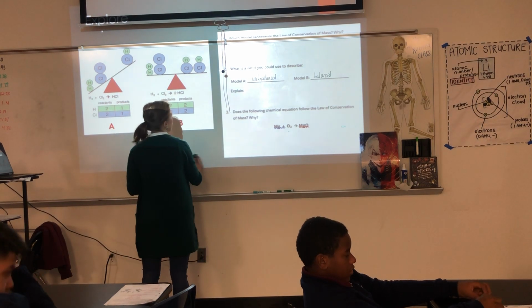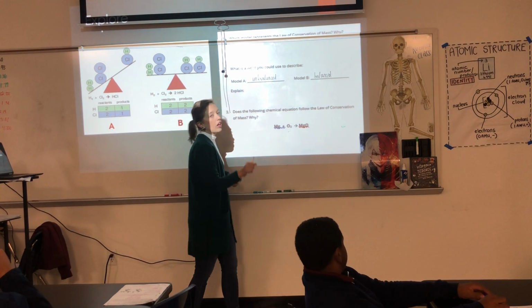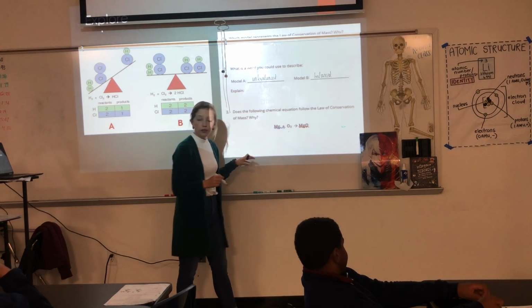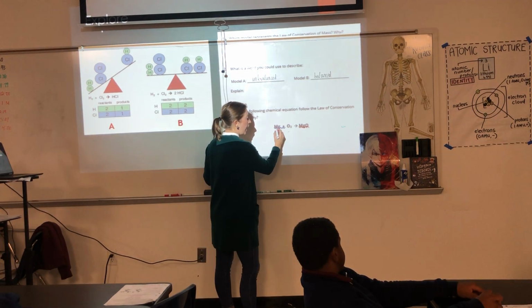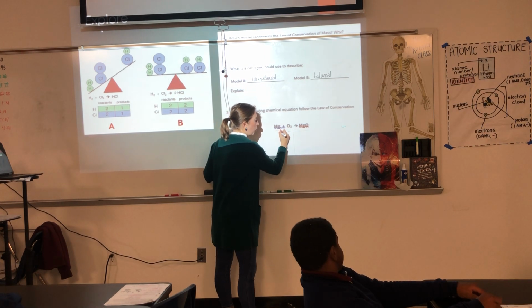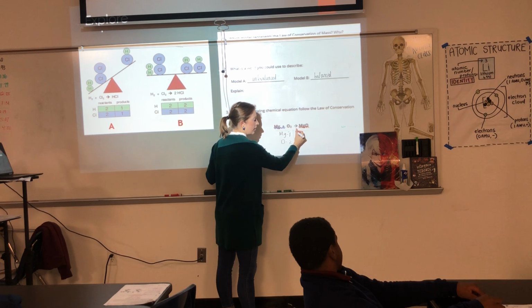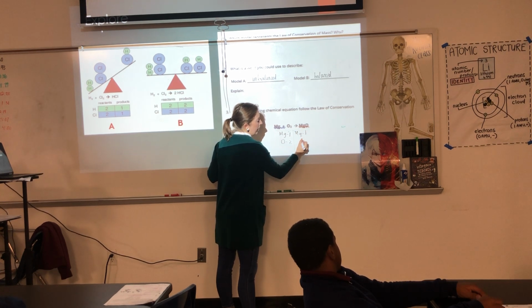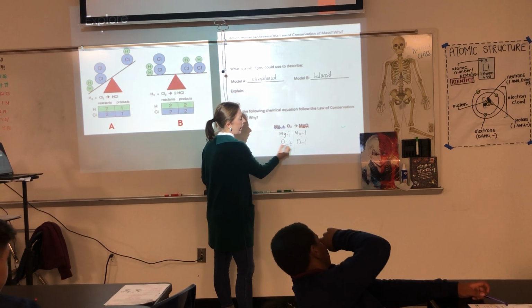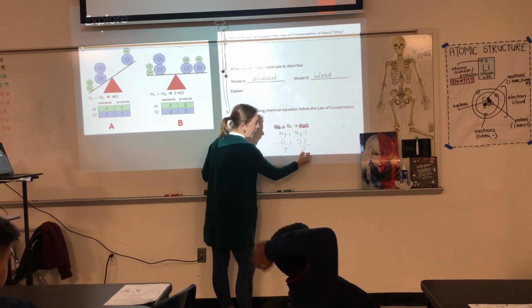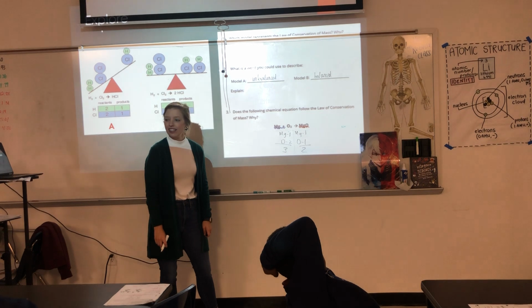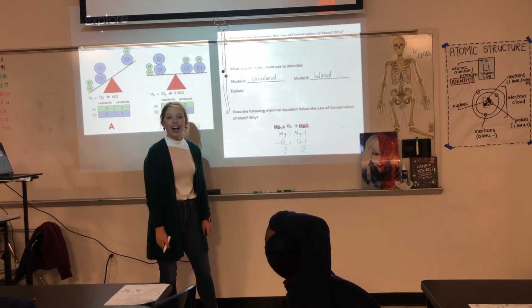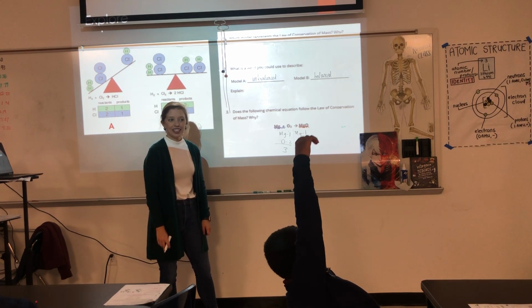Excellent. Let's take a look at this bottom one. Does this follow the law of conservation of mass or not? I'm going to do this one with you, so your eyes should be up here on the board. I have 1 magnesium. I have 2 oxygens. I have 1 magnesium and 1 oxygen. So I have 3 total atoms on this side and 2 on that side. Raise your hand if you would say that is balanced. Raise your hand if you would say that is unbalanced.